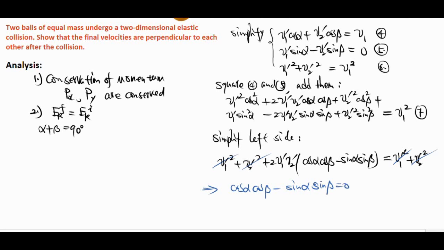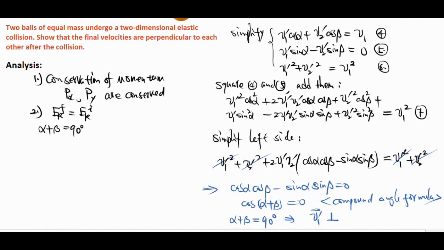Now we use the compound angle formula to simplify it. This can be written as cos of alpha plus beta, and it should be 0. If you are not familiar with the compound angle formula, then you can Google it. That means alpha plus beta, because both are acute angles, the sum should be 90 degrees. That means the directions of motion, or say the velocities after the collision, are perpendicular to each other.